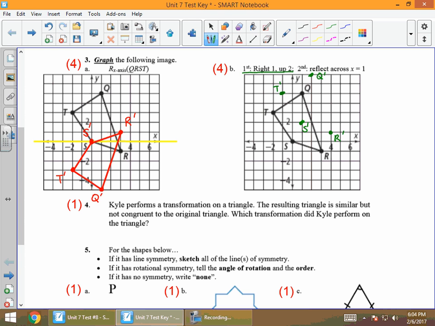Secondly, I have to reflect it across the line x equals 1. So where is the line x equals 1? And this is where a lot of people made a mistake. First of all, if I saw you had the translation right, I gave you 2 points. But now is where I'm running into the biggest problem. I saw a lot of people flip this over the line y equals 1. The line x equals 1 is to the right of the y-axis.